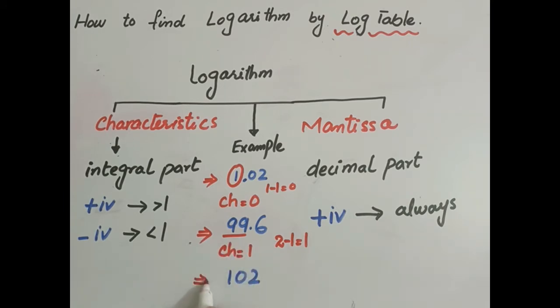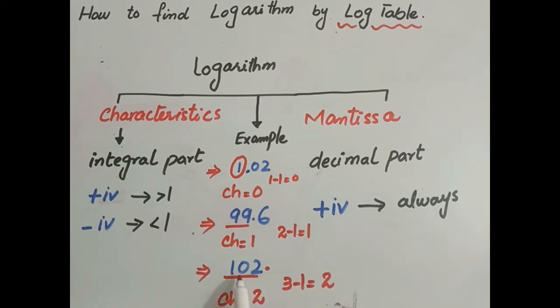Now let's talk about the third example. Where there is no point, the point is at the end of every number. In its integral part there are 3 digits, so we have to subtract 1. So the characteristic of this 102 will be 2.